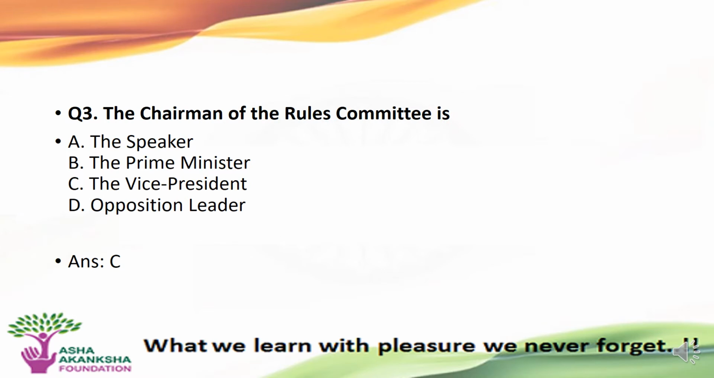The next question is: the chairman of the Rules Committee is A. The Speaker, B. The Prime Minister, C. The Vice President, or D. The Opposition Leader. The correct answer to this question is option C. That is, the Vice President is the chairman of the Rules Committee.